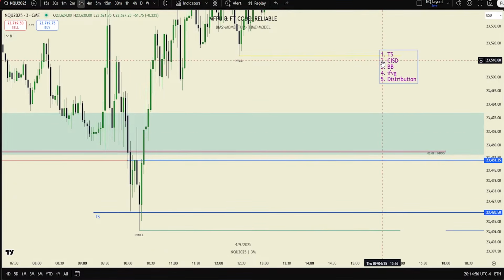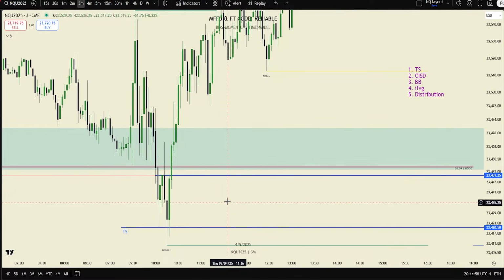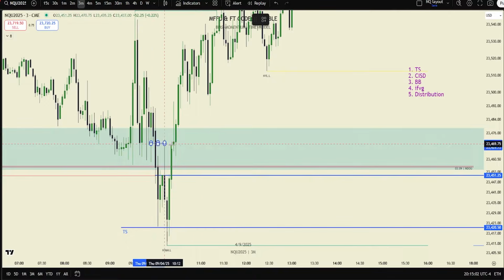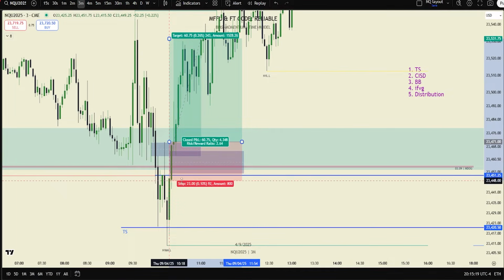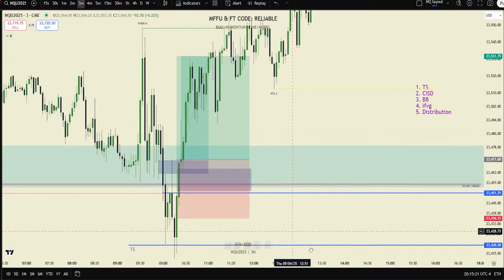Next, what you can do after you've gotten that confirmation of the SMR is look for your entry model. So here we actually have 2. We have the IFEG setup here, and we also have the 2022 here. Once you've established your framework for entry, with the IFEG model, that entry is going to be here-ish. And then we have the stop loss being the inception gap.